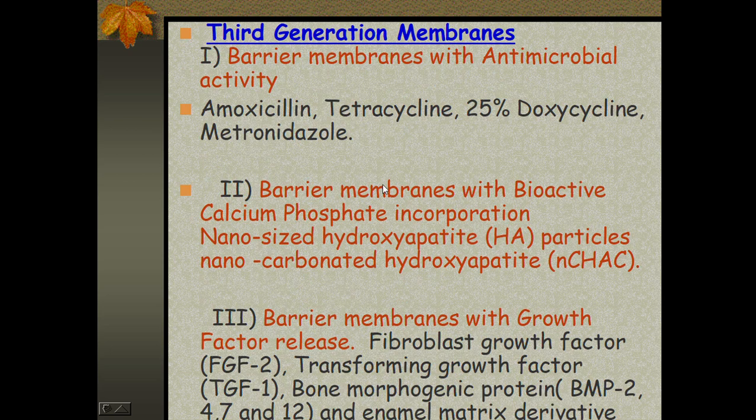In third generation, barrier membrane with antimicrobial activity. It is further divided into A, B and C. First, it is with antimicrobial activity: the barrier membrane is incorporated with some antimicrobial agent. Next is barrier membrane with bioactive calcium phosphate, incorporated with nano-sized hydroxyapatite particles or nano-carbonated hydroxyapatite. And next, barrier membrane with various growth factors.